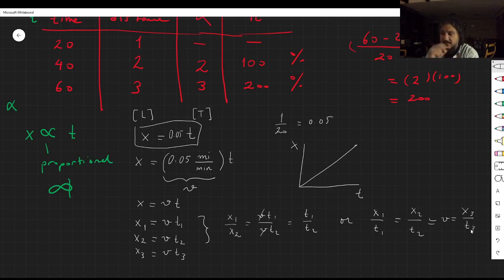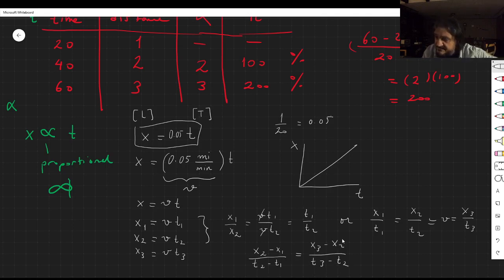Okay, I can do even more. How about this one? I could subtract x1 from x2 and take the ratio of that to t2 minus t1. And this will be equal to, do the same thing for the 2 and 3 pairs now, x3 minus x2 divided by t3 minus t2.